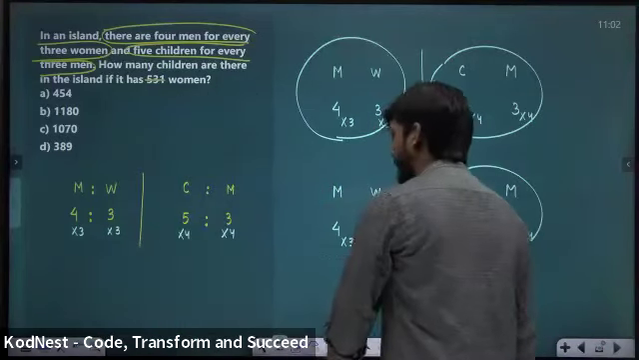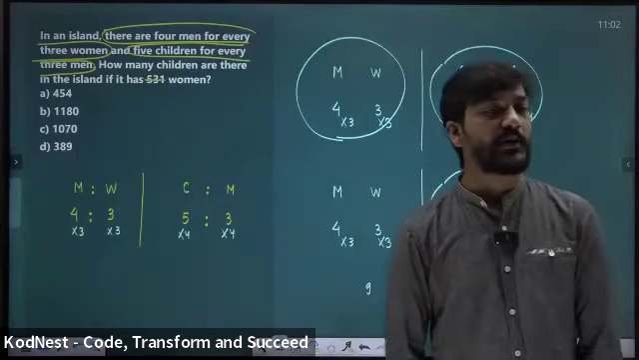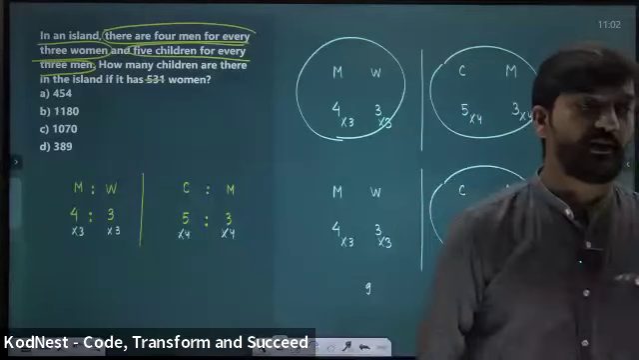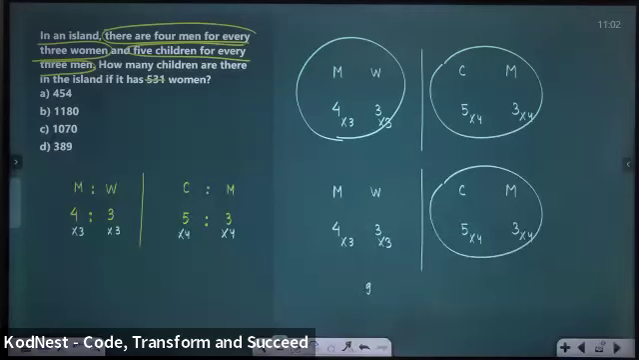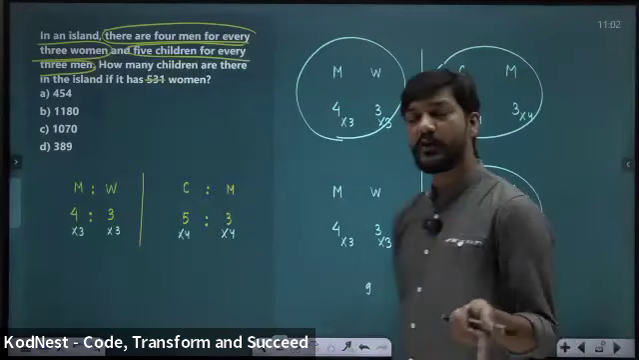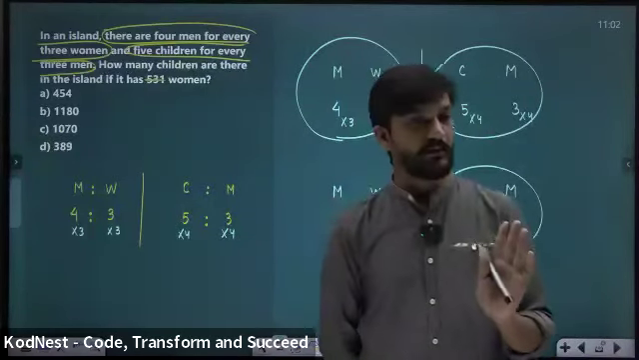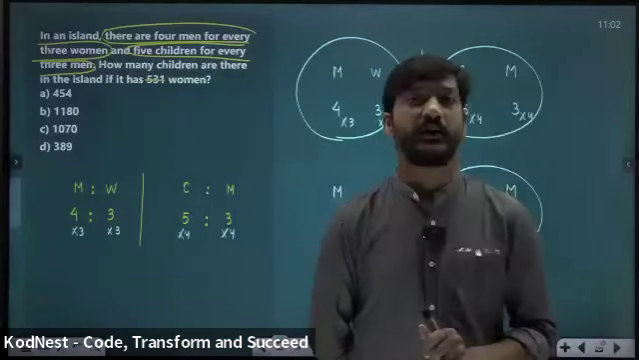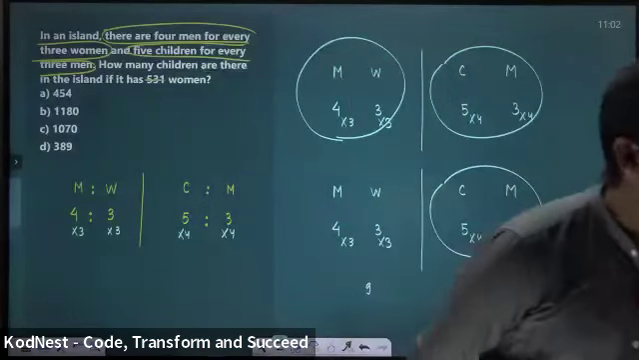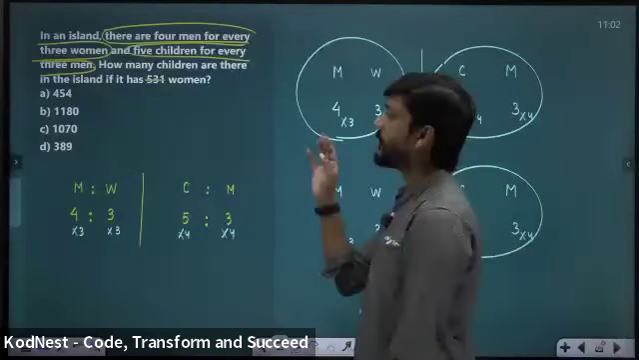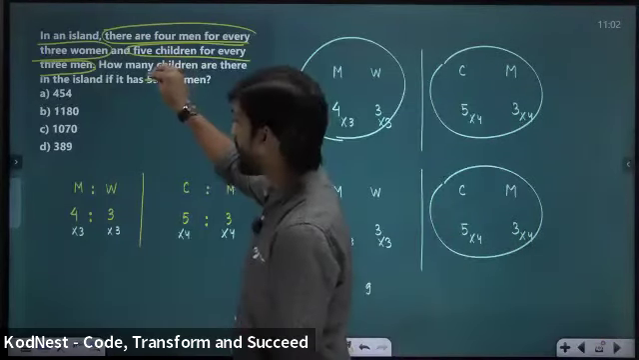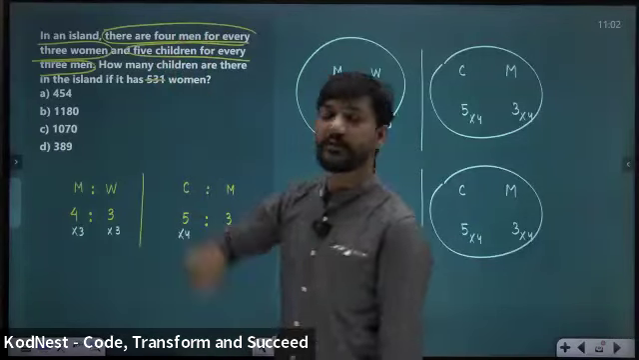I don't want 9. I want 531. What should I multiply? If you are able to think, then think it that way. Actually, we have to multiply with 59. Okay, we will multiply with 59. We will get our answer 531. I mean, this value we will get.